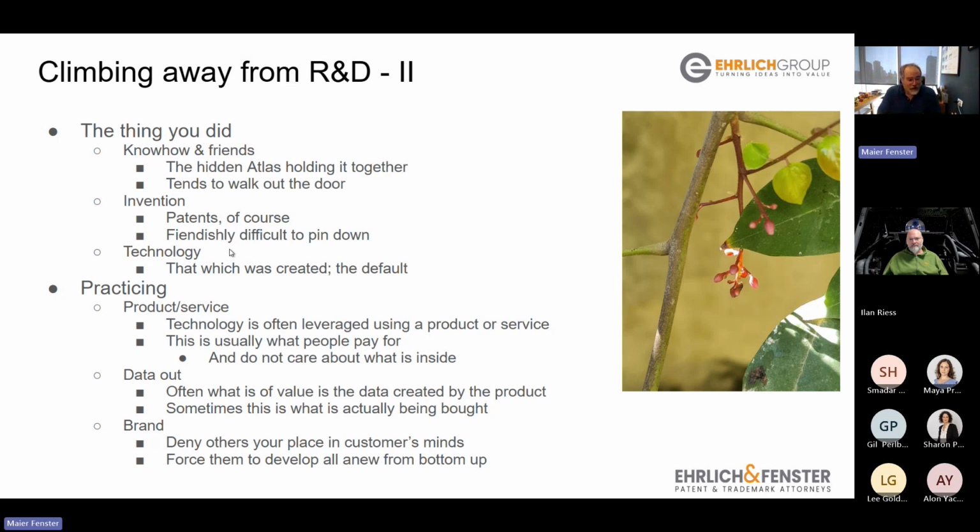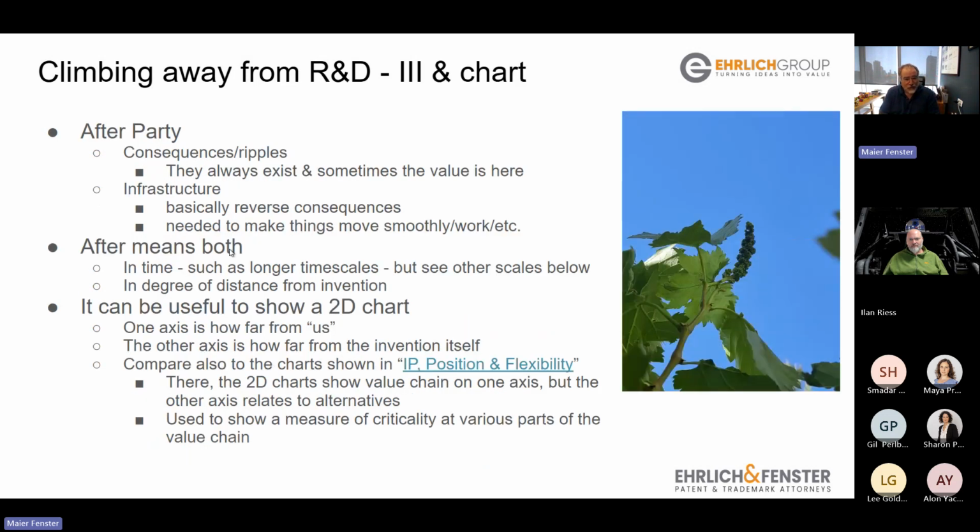There's one level higher still, and that's what I call the after party. There's always consequences to whatever it is you're doing. The world changes, and often the value is in the consequences. And if we just flip that around, think about infrastructure. In order to do what you want to do, you need infrastructure to make things work. You need manufacturing and so on. So maybe we can consider that reverse consequences.